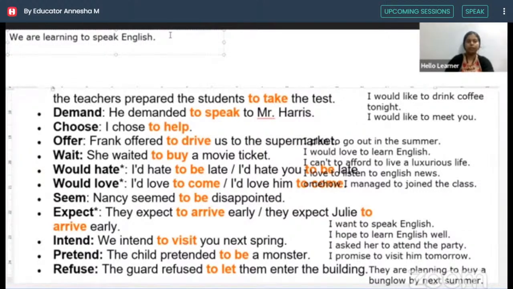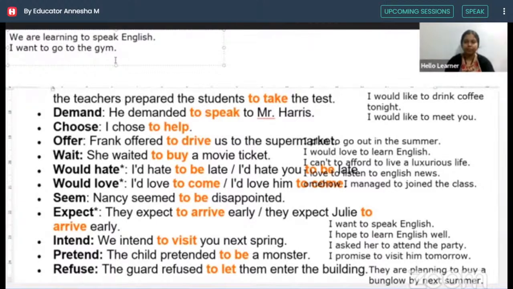With some other verbs, maybe expect, intend, pretend, refuse, demand, choose, offer, wait. We have some new verbs. Yes, बताइए. I demand to open the gates, right? He demanded to open the gates. Ma'am, I want to go to the gym. Very good. बिल्कुल सही.